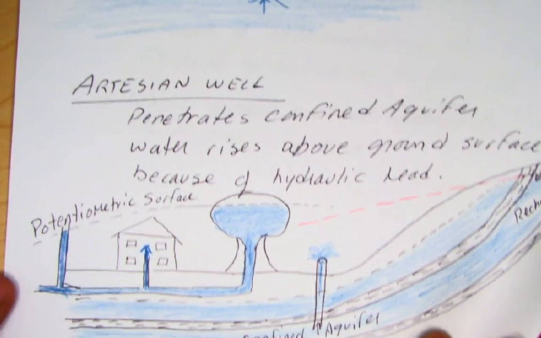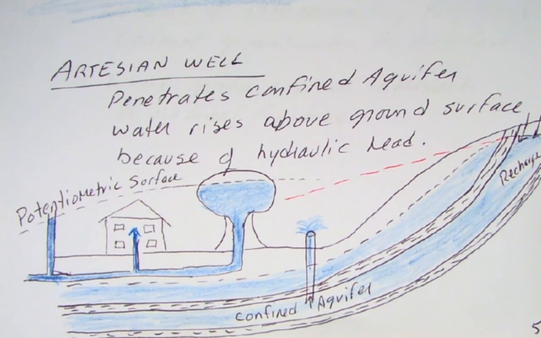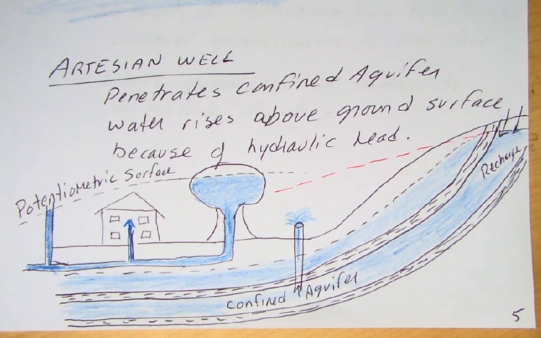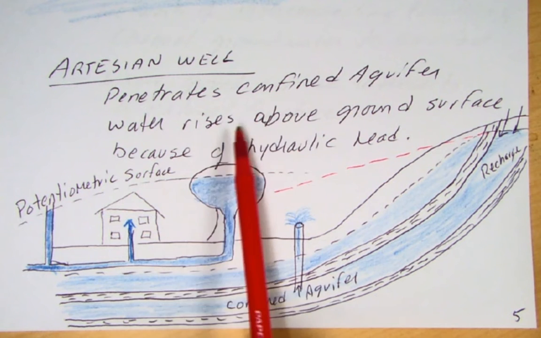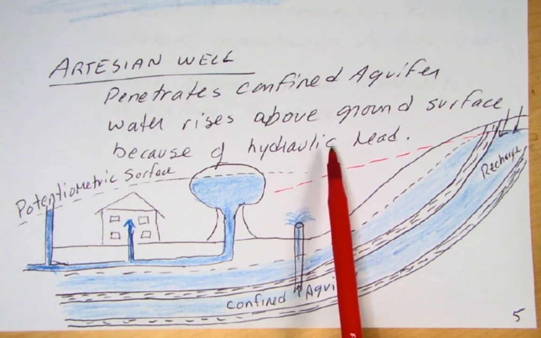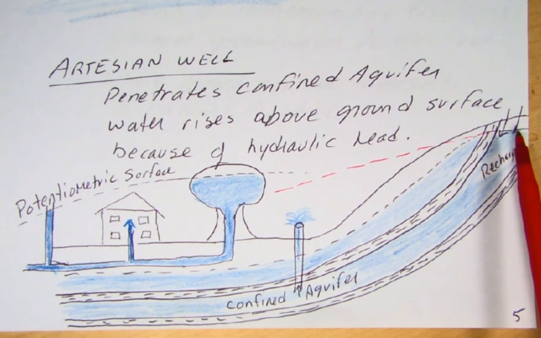Another type of well is called an artesian well, and you'll see that in the lab that we do for groundwater. San Jose in the early 1900s had a number of artesian wells on the east side of San Jose. The key thing about these artesian wells is they penetrate a confined aquifer. Remember, the confined aquifer is going to be under pressure, and water will rise above the ground surface because of the hydraulic head.